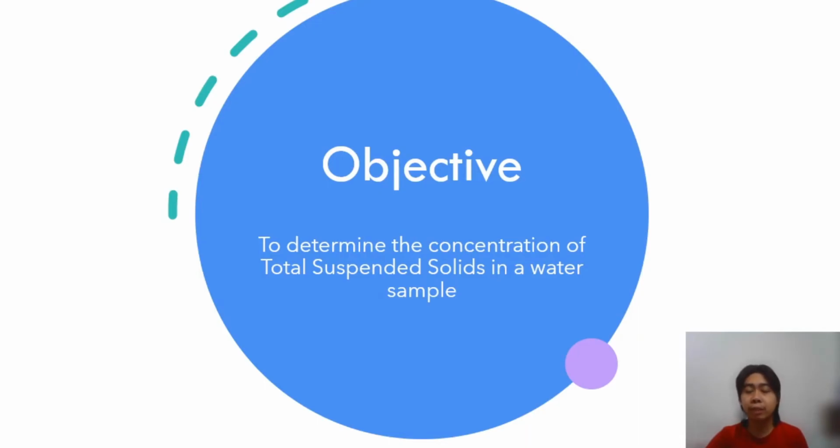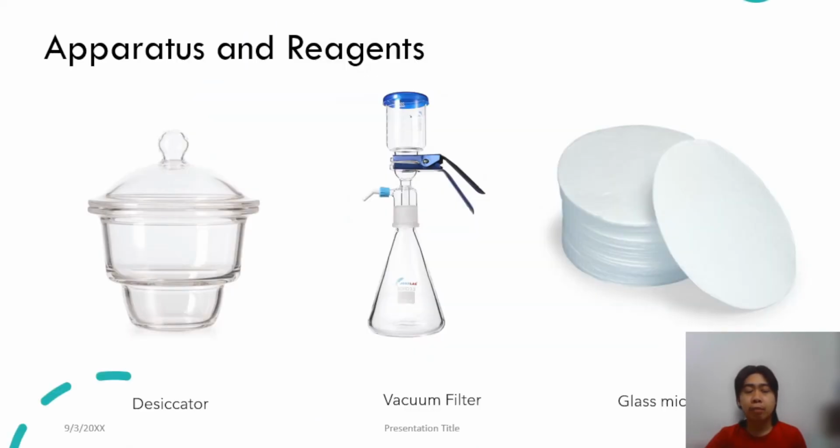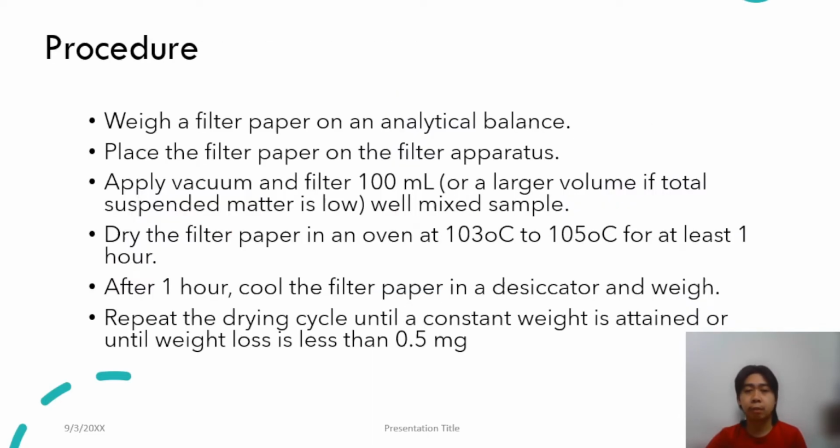The objective of this experiment is to determine the concentration of total suspended solids in a water sample. The apparatus and reagents needed for the experiment are the desiccator, a vacuum filter, and a glass microfilter. So for the procedure, first and foremost, you need to weigh a filter paper on an analytical balance, then jot it down. Place the filter paper on the filter apparatus.